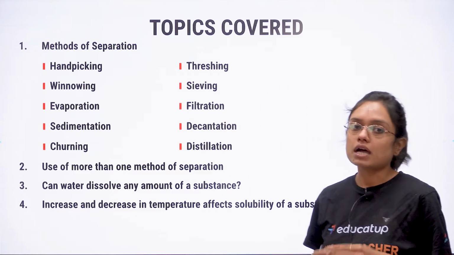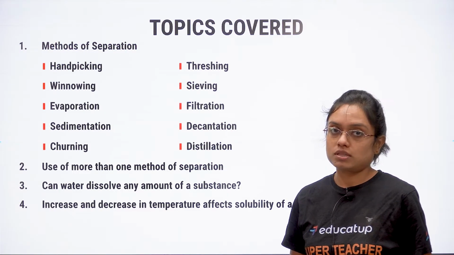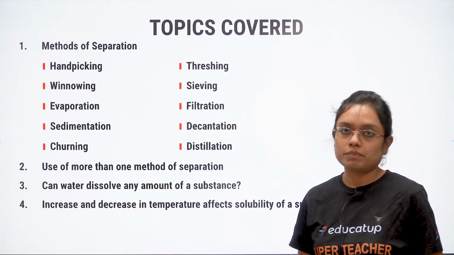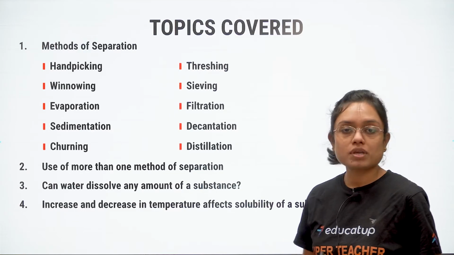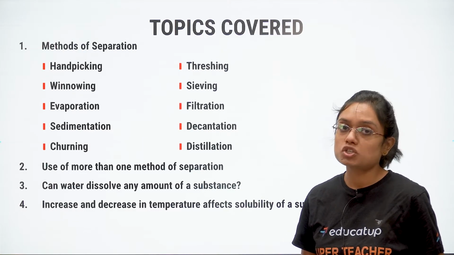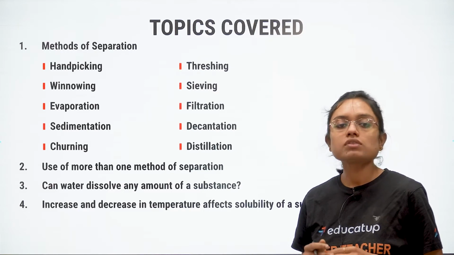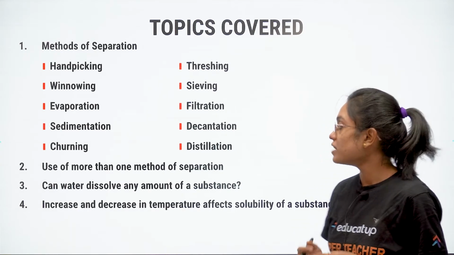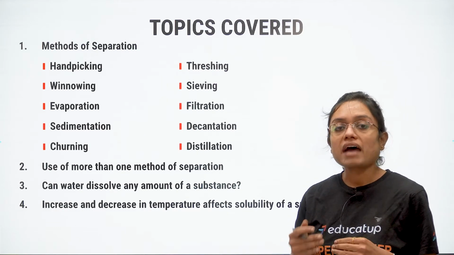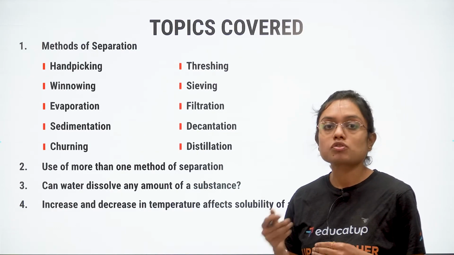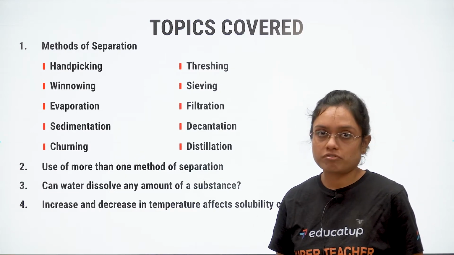We are going to start with the methods of separation, and we are going to see 10 methods of separation in this module. The first will be hand picking, then threshing, winnowing, sieving, evaporation, filtration, sedimentation, decantation, churning and distillation. Then we are going to study use of more than one method of separation. That means if in a mixture we have more than two components, there are 3 or 4 components, then how we are going to separate that kind of mixture.